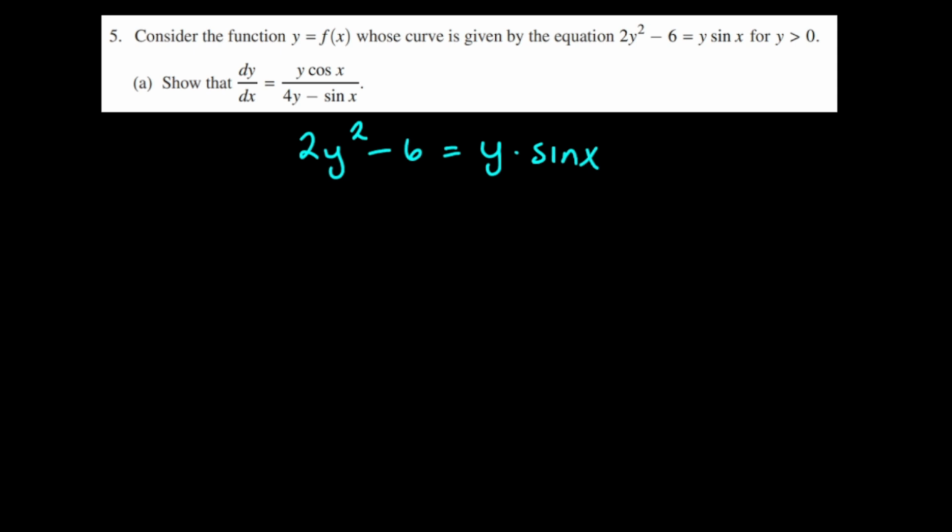So taking the derivative of both sides with respect to x, we get 4y to the first times dy dx. Now the derivative of negative 6 is 0. I don't have to write it, but I'll get rid of it in the next line. And then the right side is a product. So to take the derivative of a product, we leave one factor as it is and multiply by the derivative of the second factor, which is cosine of x, and then add, and this time we're going to take the derivative of y with respect to x, which is dy dx, and then multiply by the second factor untouched.